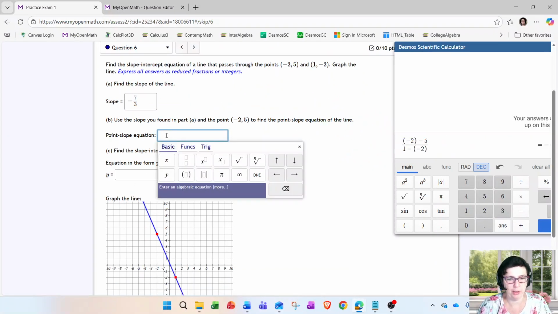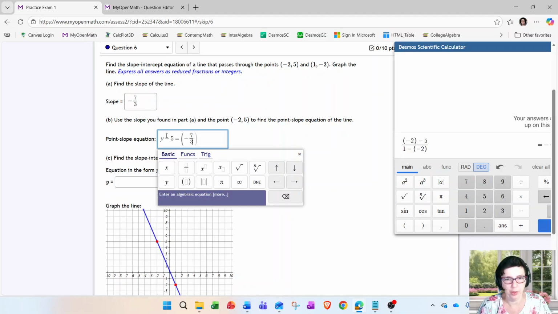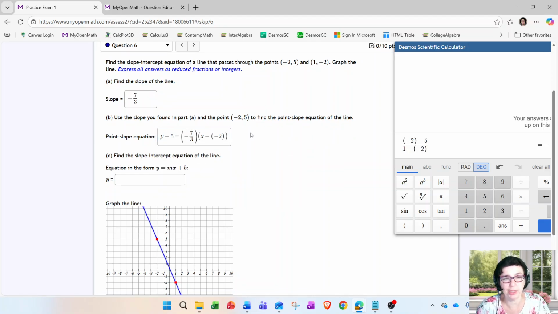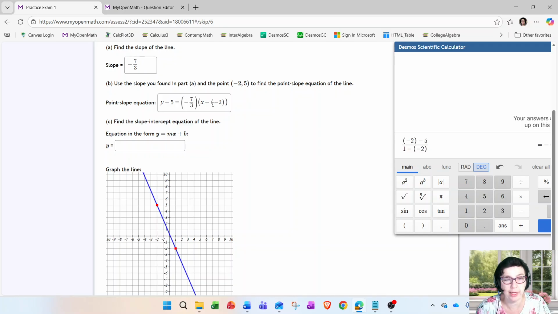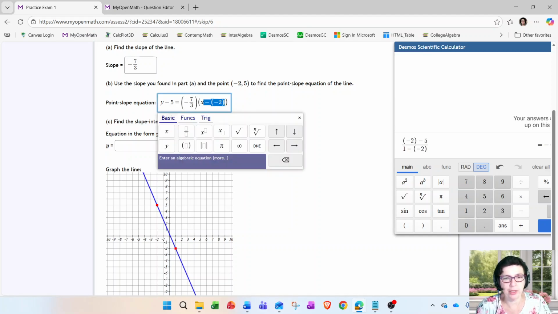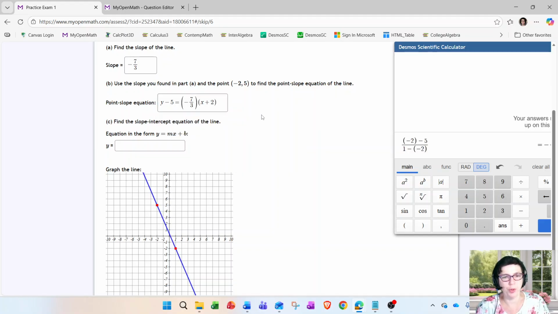So let's type that here. y minus y1 equals slope, and then parentheses x minus x1. x1 is -2. Now notice that we are subtracting a negative. So when you subtract a negative, those two negatives just become a plus. So right here, this is actually just +2. Okay, so that's my point slope equation. Now I have to convert it to the slope intercept.